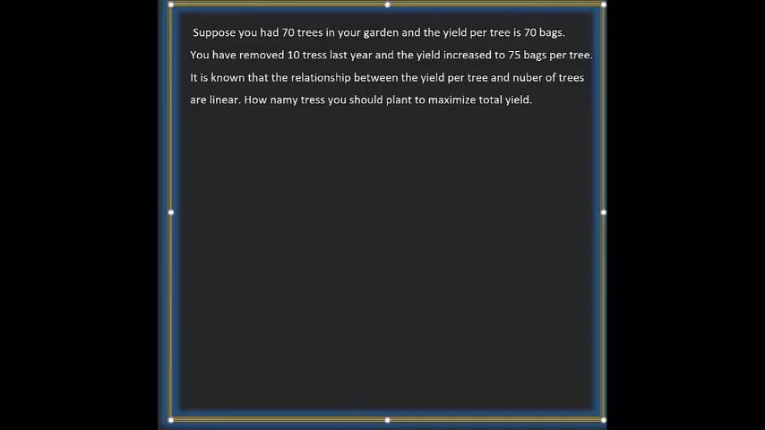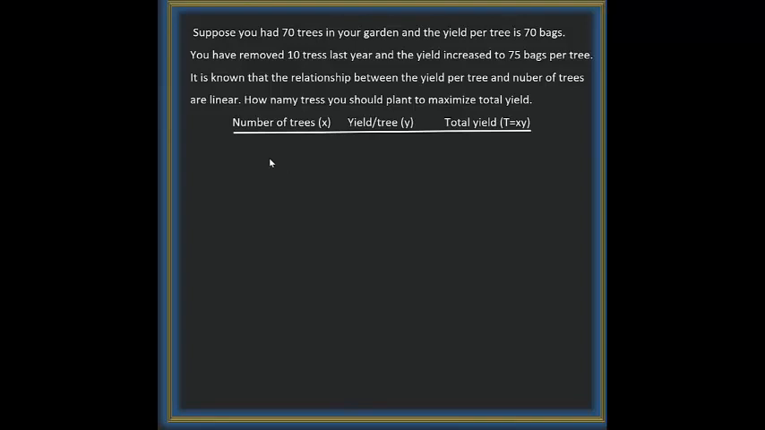So let us make a table of information first. We see what we have. So we collect information. We have 70 trees. So let me put here 70. And then yield per tree, I have 70. And then total yield will be just multiply them. So 70 times 70. That gives you 4900 total yield.